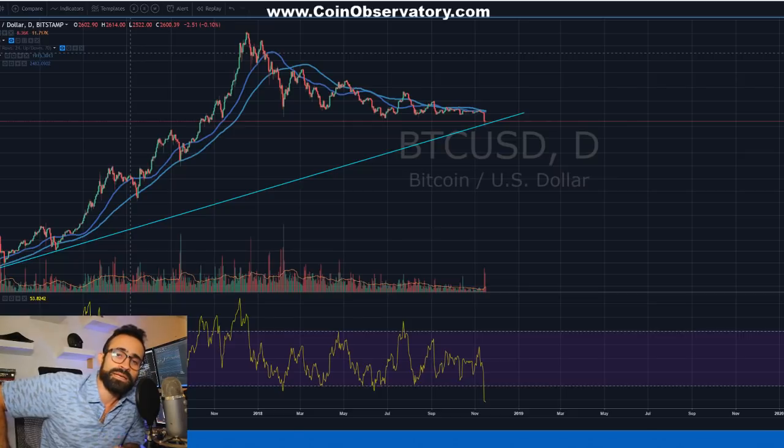The highlight is stay hedged, right? Don't be the gambler, be the casino. Trade both ways. If you don't know how to do that, we'll show you how to do it.